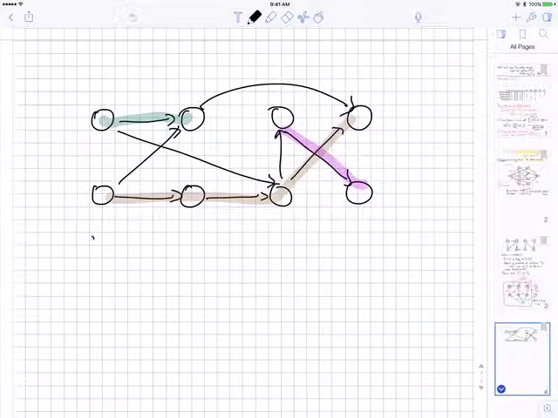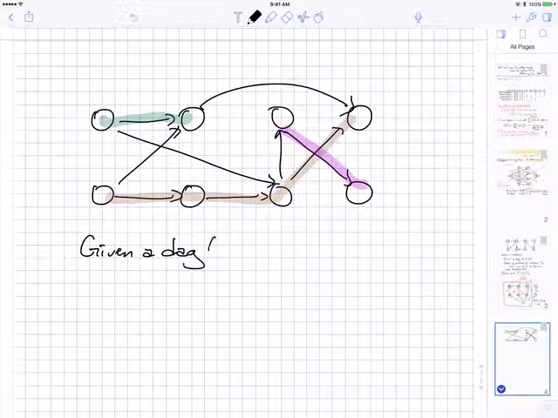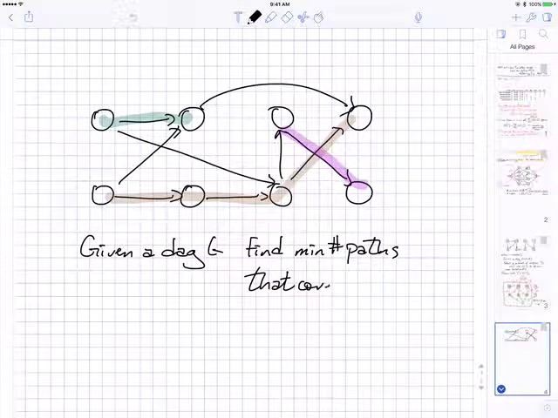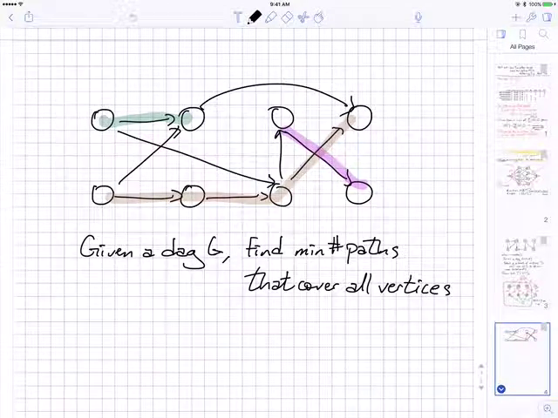So, given a DAG G, I want to find the minimum number of paths that cover all vertices. Okay?